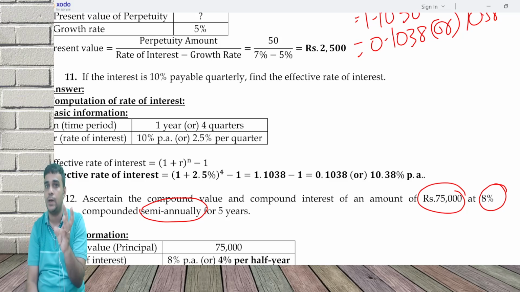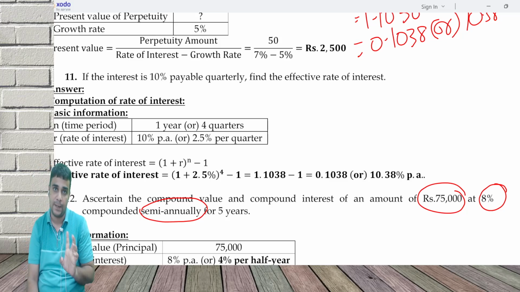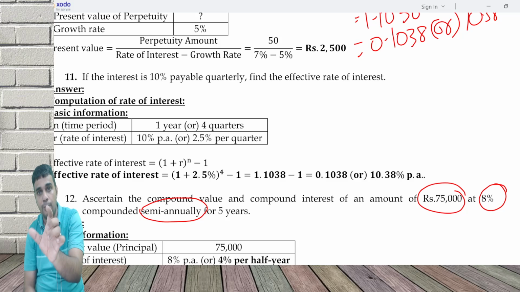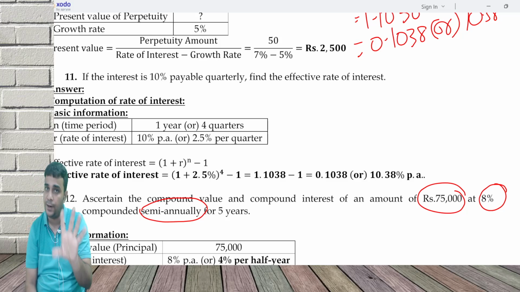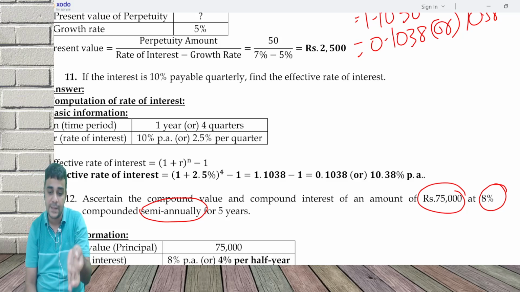One is called present value, which is today's value. Future value is tomorrow's value. Present value into PVF, future value into future value factor. For an annuity, you will use future value annuity factor, present value annuity factor. For annuity due, you will have to multiply by 1 plus R at both the places. Perpetuity is equal to perpetuity amount divided by rate of interest minus the growth rate. And last, we learned effective rate of interest, which is based on the compounding frequency. My effective rate of interest can go up: 1 plus R the whole power n minus 1. Clear? Any doubts on this?